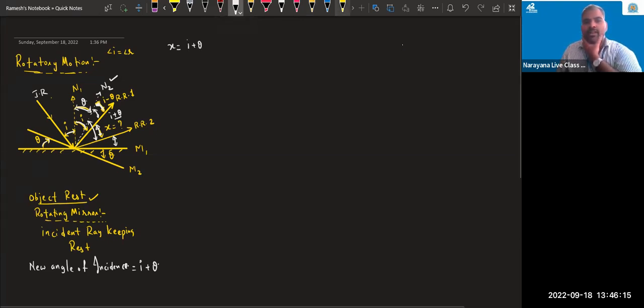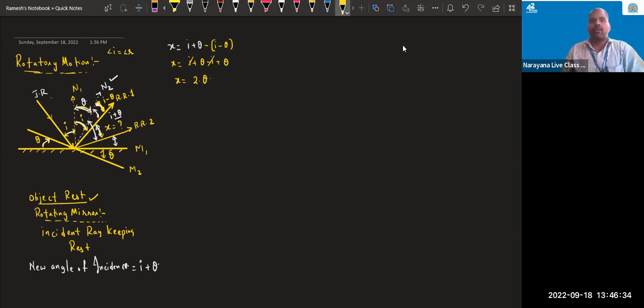From I plus theta, I have to subtract what here? This angle I have to subtract, na, means I minus theta. So x equal to how much? I plus theta minus I plus theta. I and I cancel. So x equal to how much? 2 into theta. Understood? This is nothing but angular displacement of the reflected ray only, na? I mean 2 into theta.